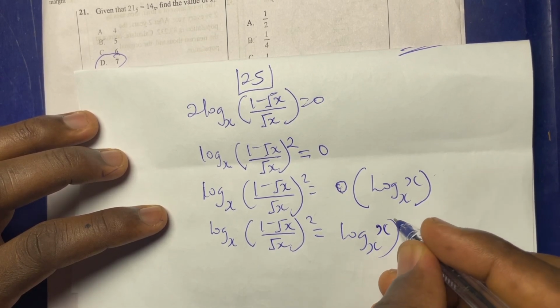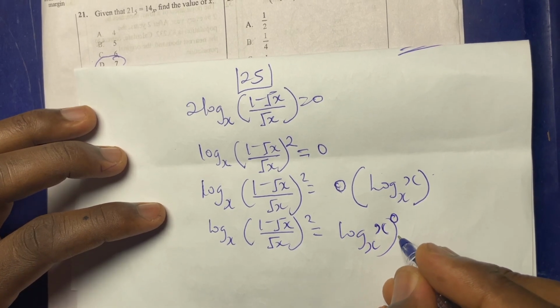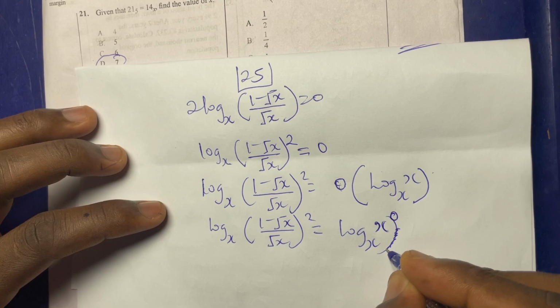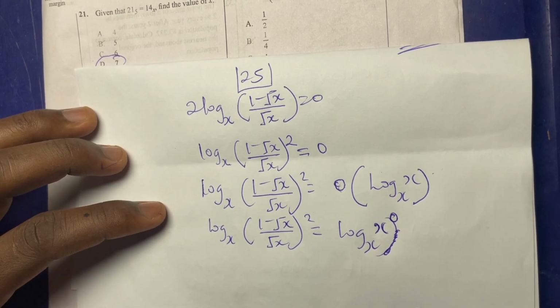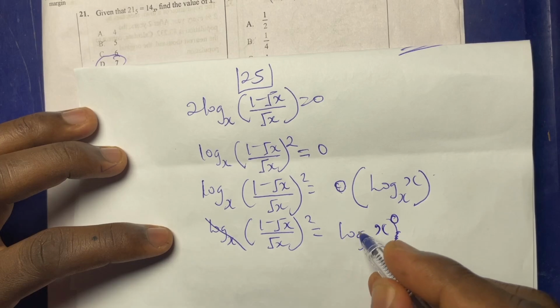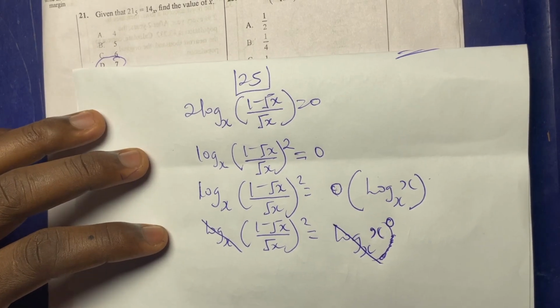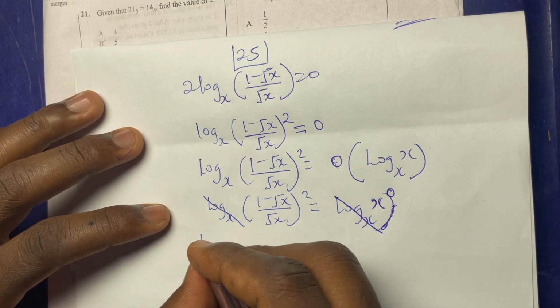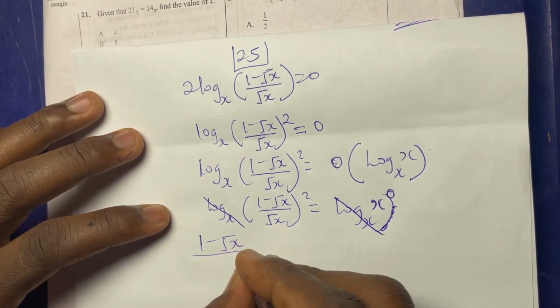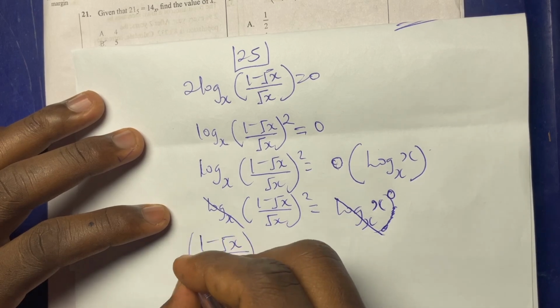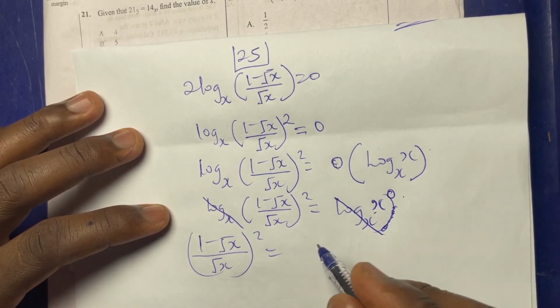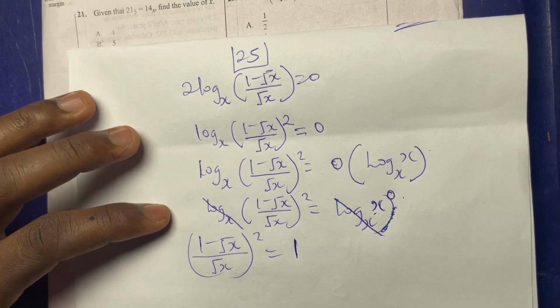Log x is power 0. No need of putting brackets, so let me just cancel the bracket. It's power 0, so we can now eliminate log x, as you can see. So we are now left with 1 minus root x all over root x squared equals x to the power 0, which is 1. Hope you see that.